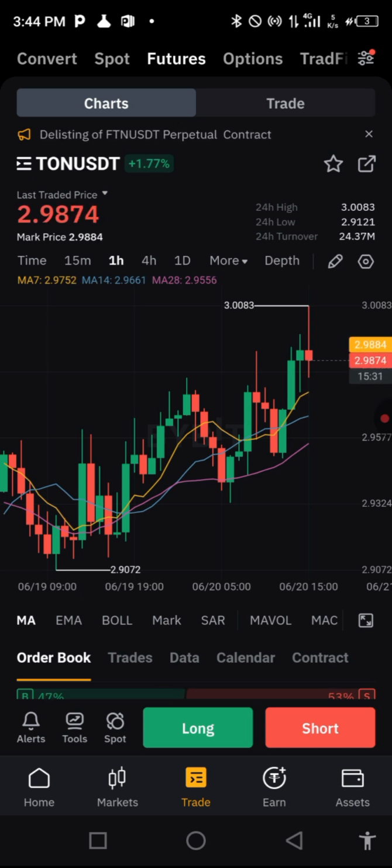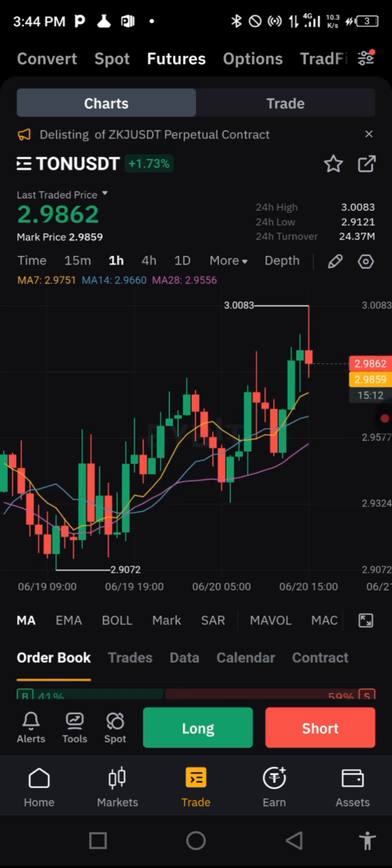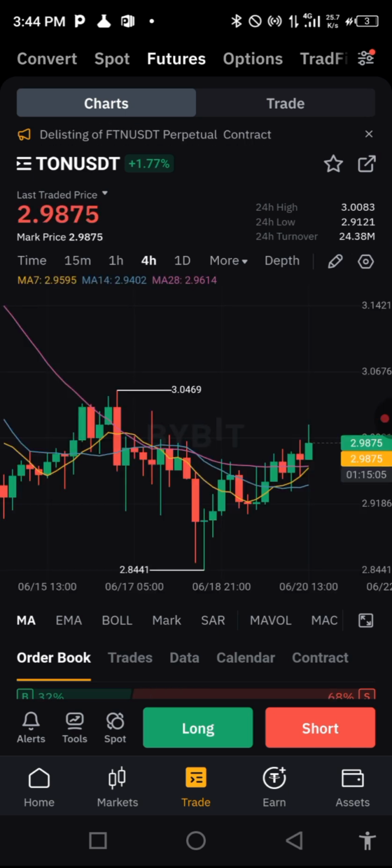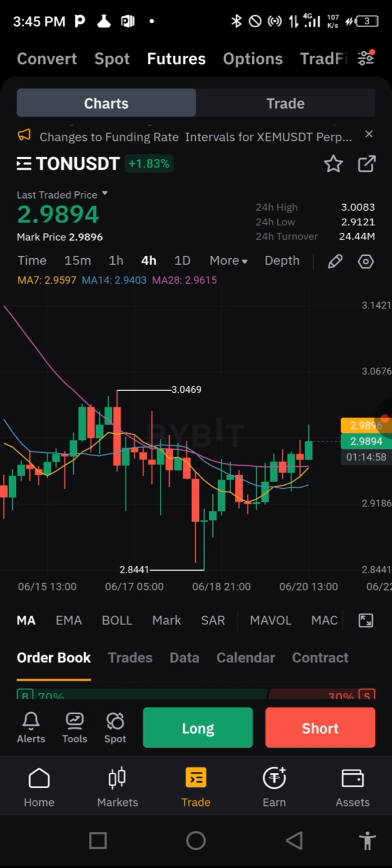How does this work? Let's assume that you are under the 15-minute time frame. What the 15-minute time frame simply means is that all the candlesticks that you are seeing here were formed under 15 minutes. If you go to the 1 hour time frame, it simply tells you that all the candlesticks here were formed under 1 hour. You go to 4 hours, it simply tells you that all the candlesticks here were formed under 4 hours, no matter how small and no matter how big it is.